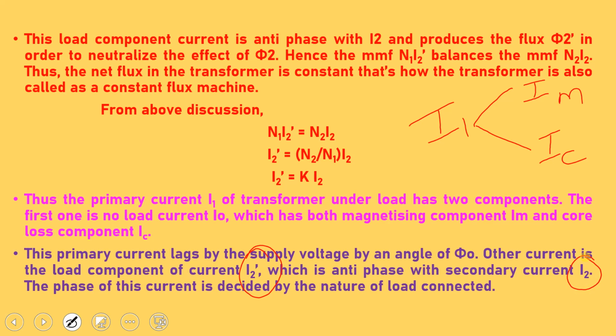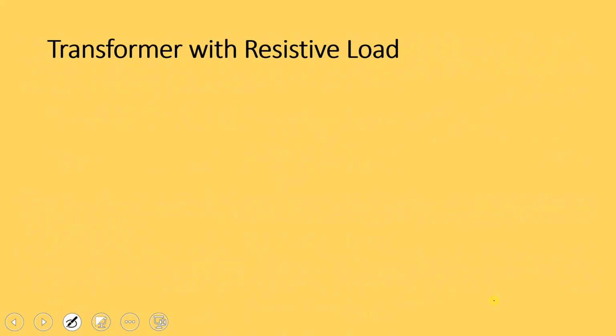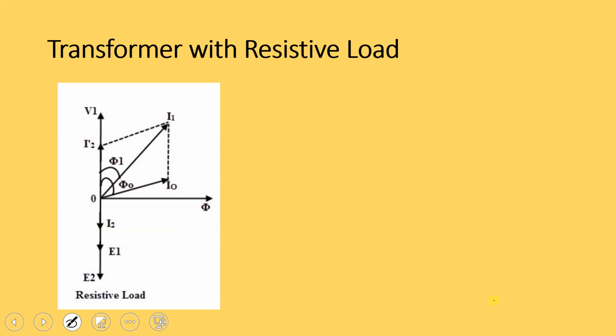The phase angle is decided by the nature of the load connected. If we have a resistive load, then it is in phase. If we have a capacitive load, then it is leading. If we have an inductive load, then it is lagging. Now we are discussing the transformer with resistive load.